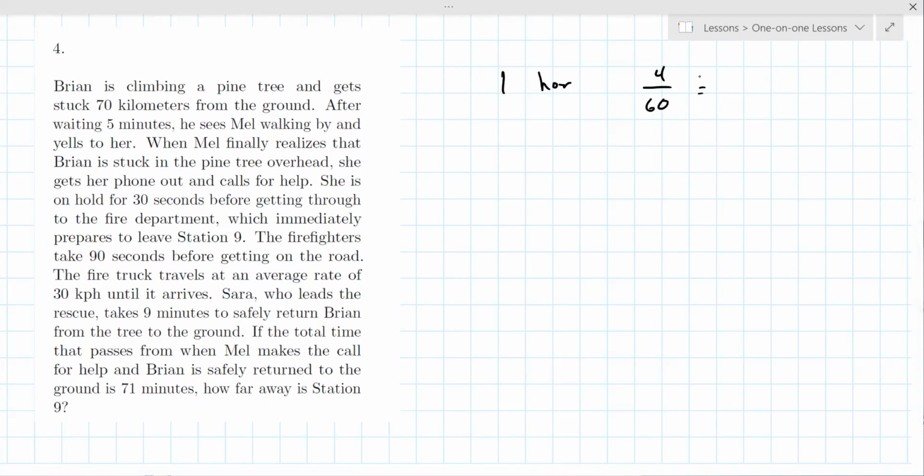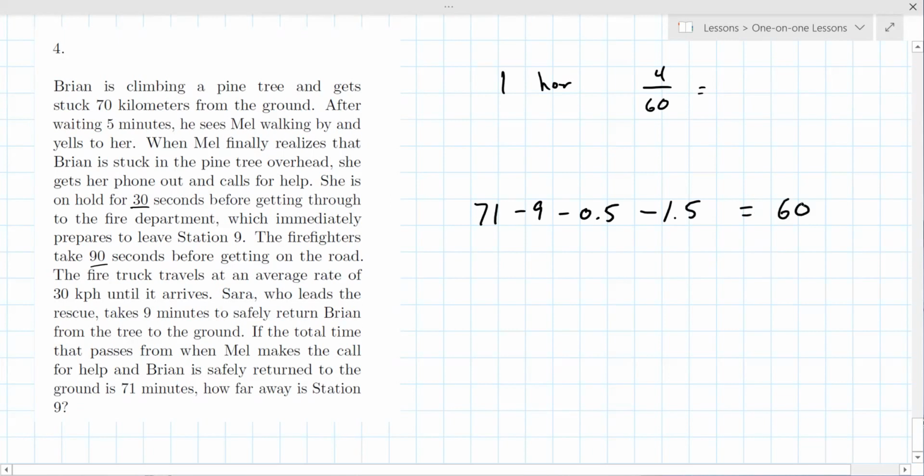Yep. Okay, so I did 71 minus 9 minus 0.5 because that's the 30 seconds over, and then minus 1.5. What did you get for all that? 64. So it's 9 and then this is 2. That's 11. So should be 60. I think that's where you're getting that weird number there. Oh yeah, interesting. Okay, so then that's just times 1, so it should be just 30. So your final answer is 30 kilometers. Yeah, final answer. That is correct.